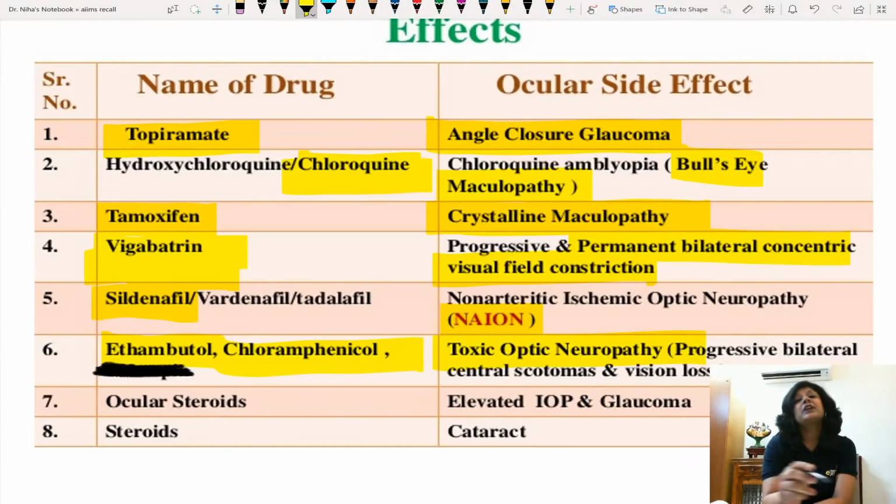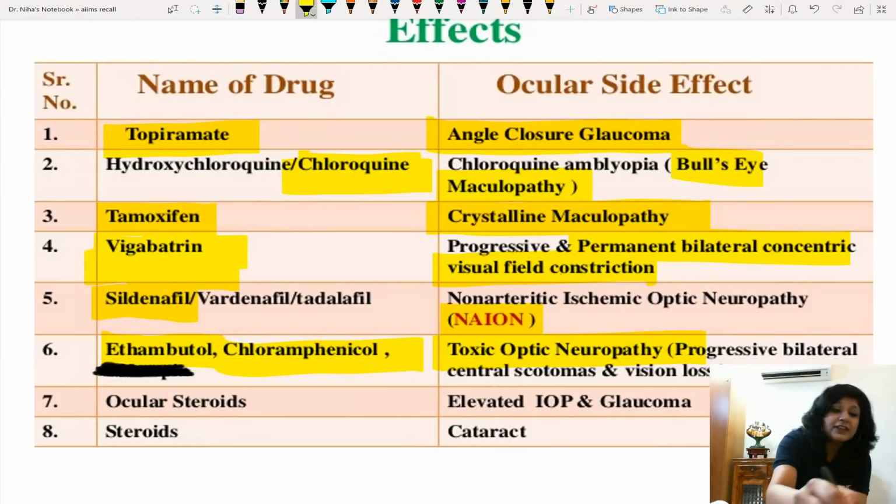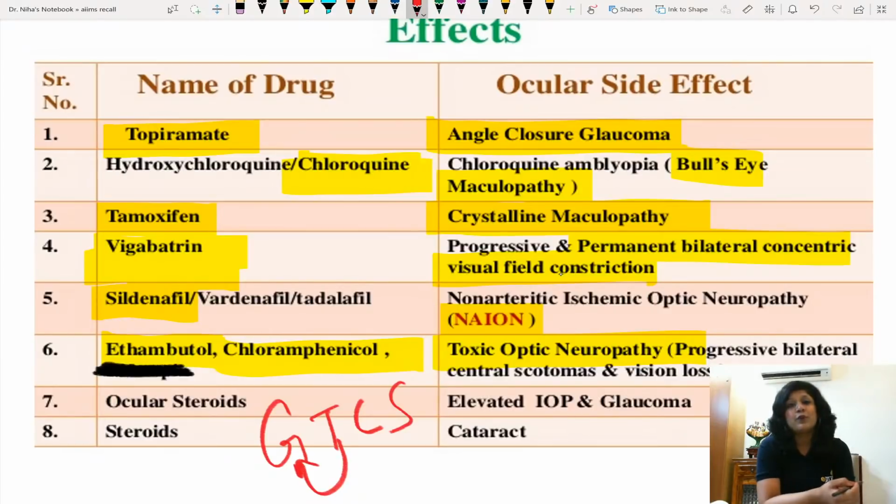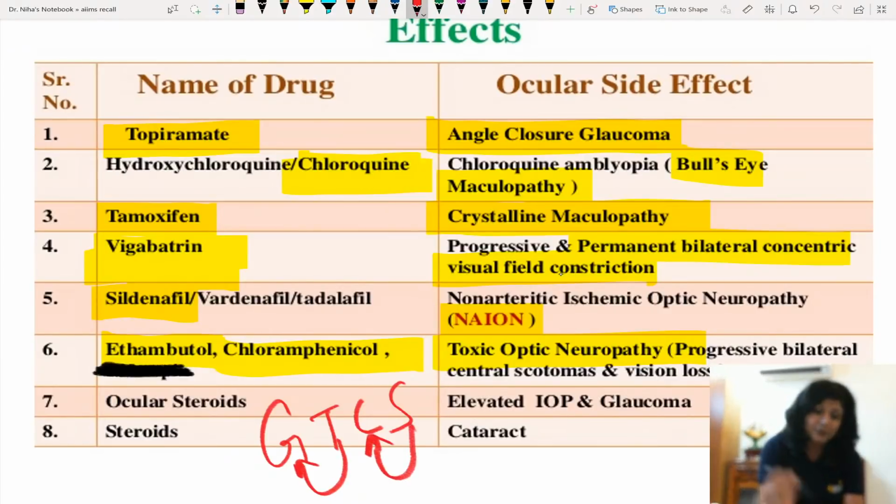Okay. Then we have ethambutol, we have chloramphenicol. This is causing toxic optic neuropathy. Apart from this, you already know methyl alcohol, ethyl alcohol, we have tobacco, we have digoxin, and then we have amiodarone. All these drugs are also causing the optic neuritis. You already know ocular steroids. What is the formula that we remember? GTCS, yes, topical steroids cause more of glaucoma, and systemic steroids more of cataract. So this you already know.